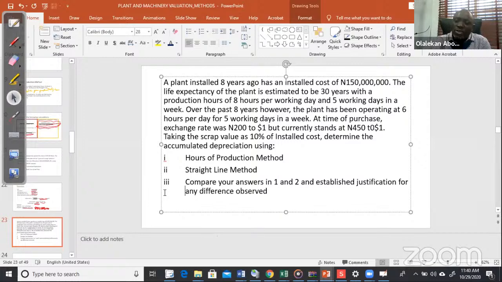You first of all convert it to dollars. You first of all reverse back to dollars. Your 150 million divided by 200. What does it give you? $750,000. You will now multiply it by 450 to represent the current rate. Minus 10% again, to get your depreciable sum.